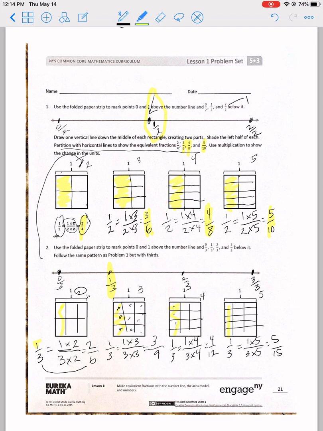So 1/3 is equal to 2/6. 1/3 is also equal to 3/9. 1/3 is equal to 4/12, and 1/3 is equal to 5/15. So if you were to simplify, which we'll do later, when you simplify 5/15, you'll simplify it into 1/3. When you simplify 4/12, it will go as low as 1/3. Simplify 3/9, it will go to 1/3.